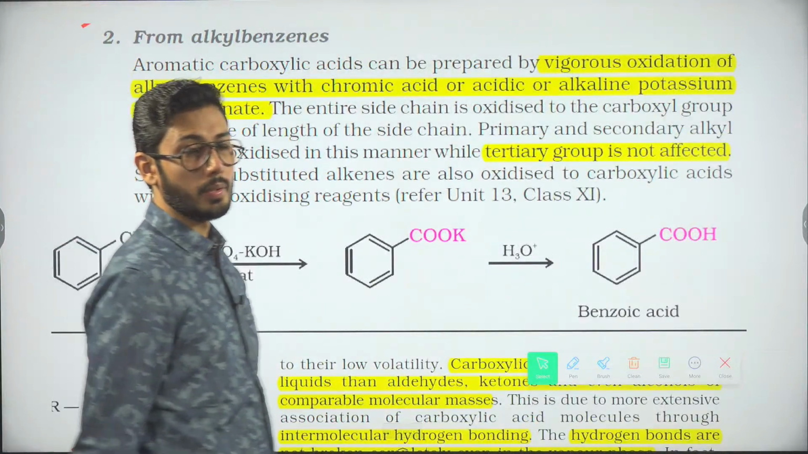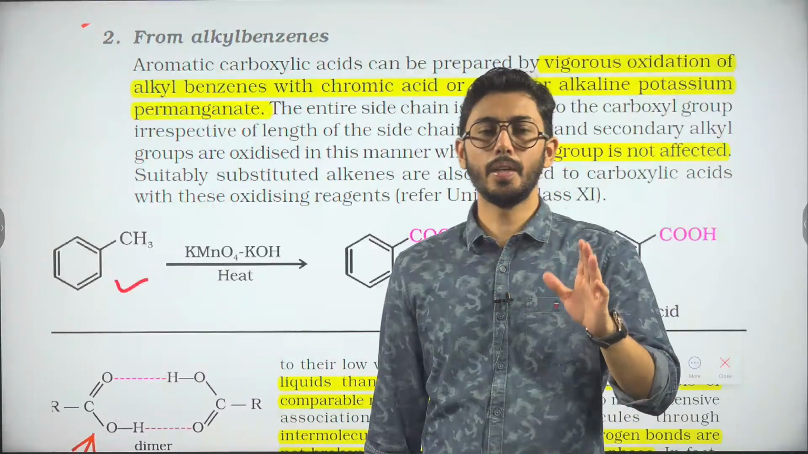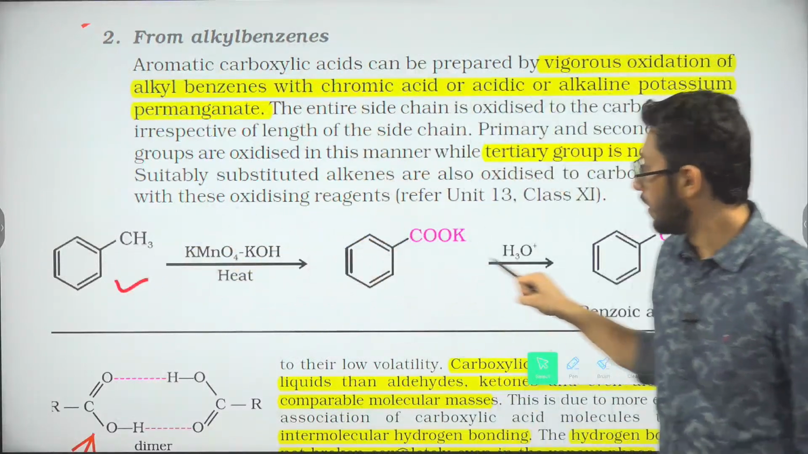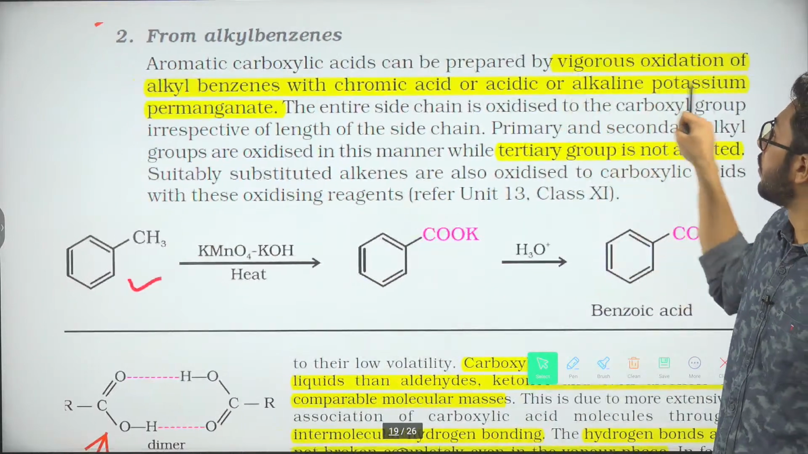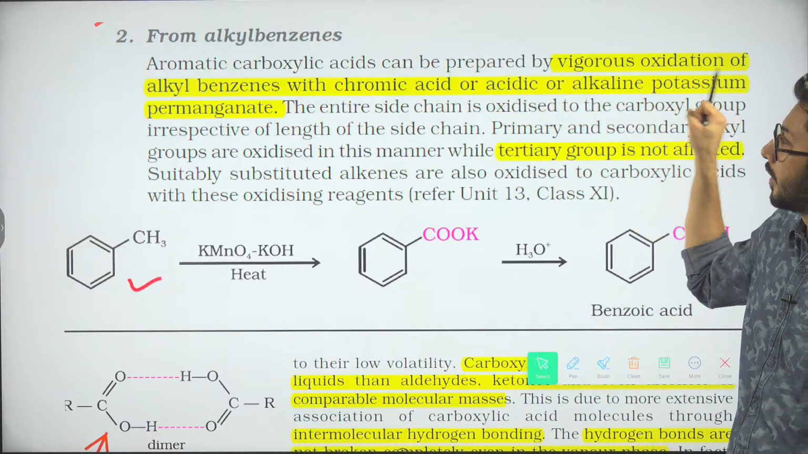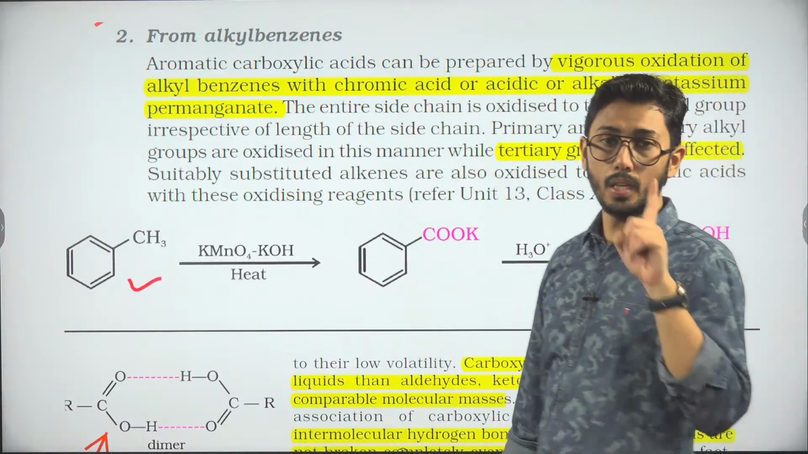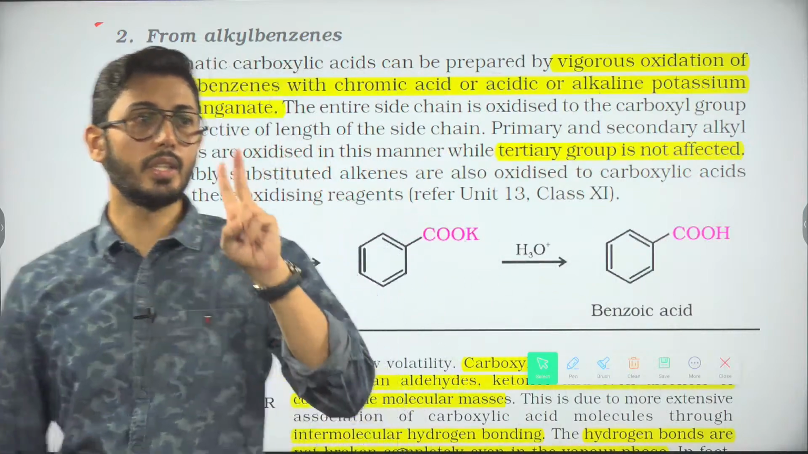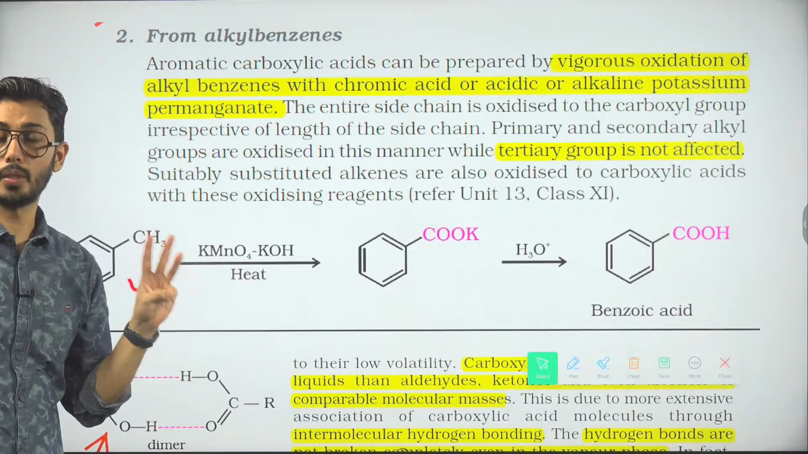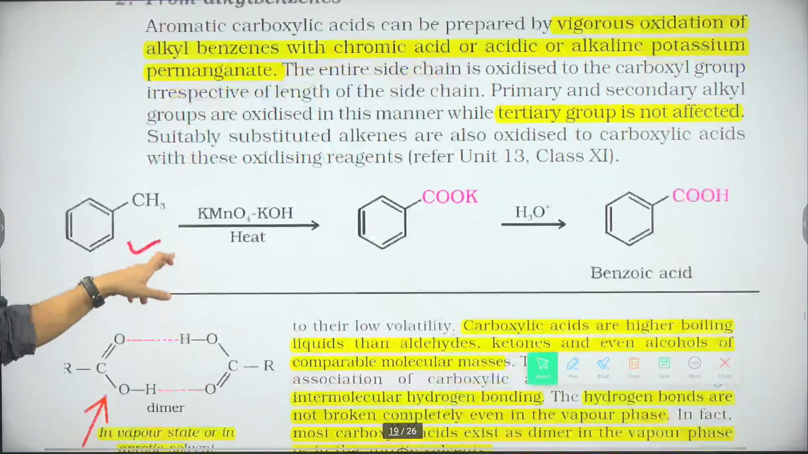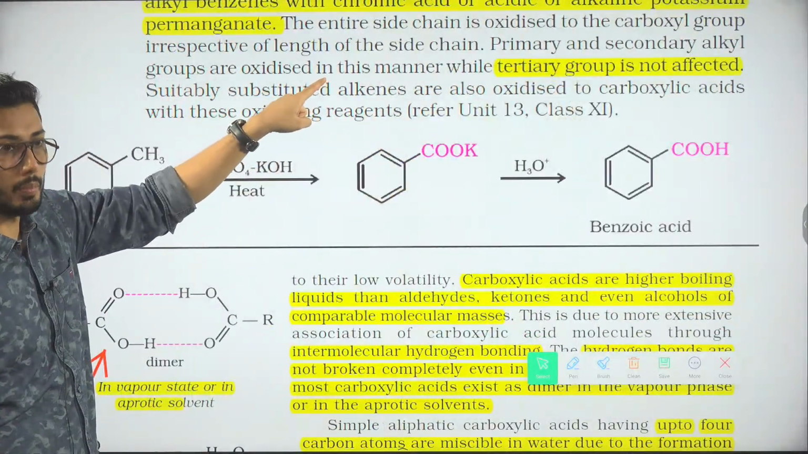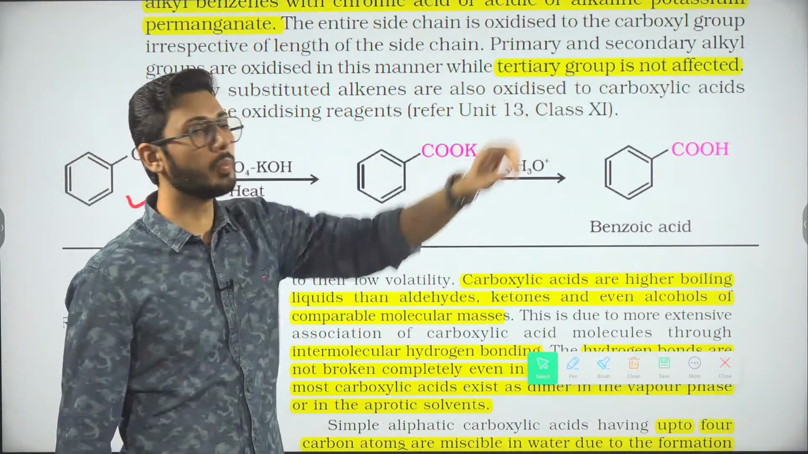This reaction again oxidation, but it is different. Slight difference. Why? Previously we have discussed alcohol. Now alkyl group, alkyl benzene, like this one. Alkyl benzene can be converted to carboxylic acid, aromatic carboxylic acid, by which reagents? Vigorous oxidation with first reagent chromic acid, H2CrO4. Second reagent KMnO4, alkaline or acidic medium. Third reagent possible permanganate dichromate solution also. What is the reaction taking place? Primary and secondary alkyl, they are oxidized to carboxylic group, but tertiary group is not affected.